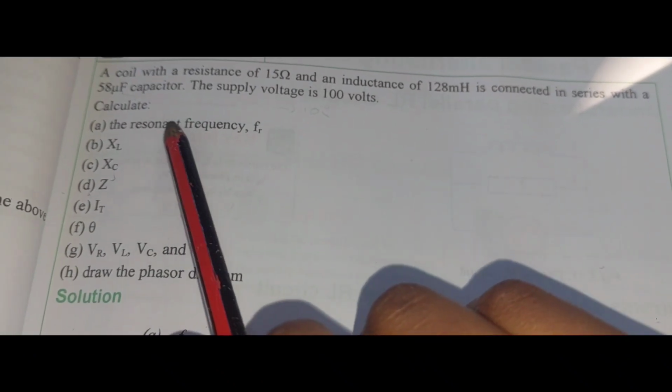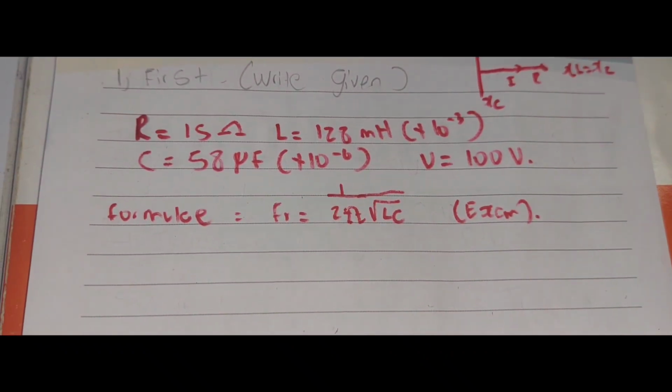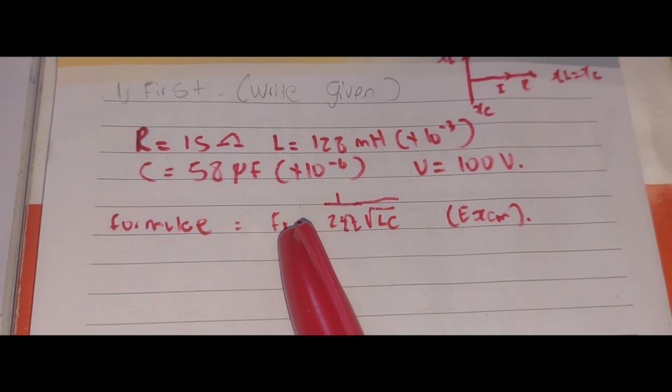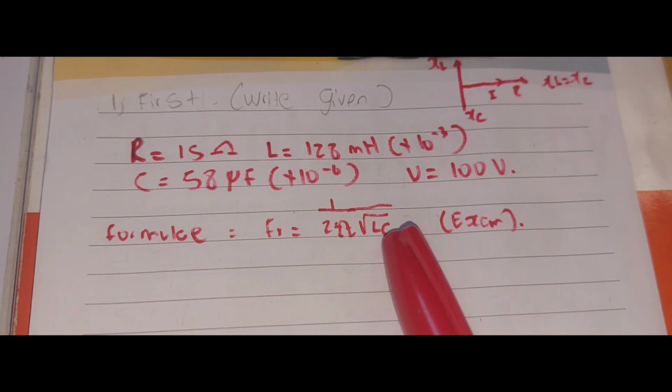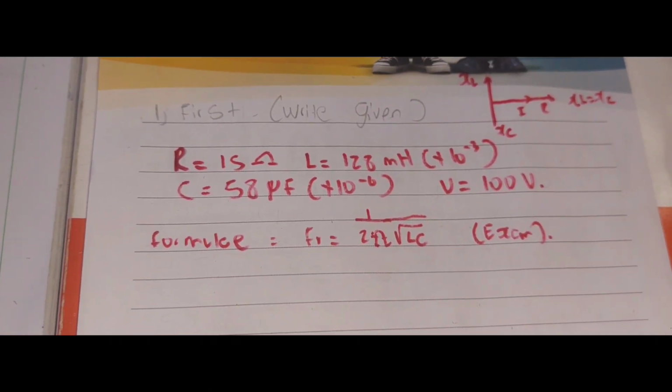The first question says let's calculate the resonant frequency, and guys, this is the formula: 1 over 2 pi square root of LC. It will be given in the exam. Now let's try to solve the question.